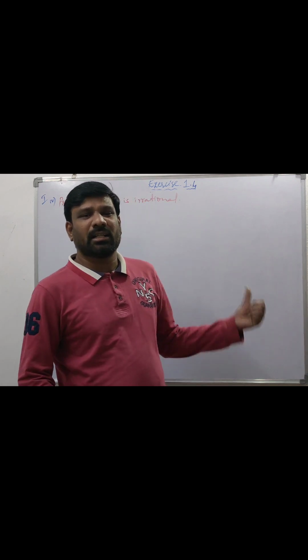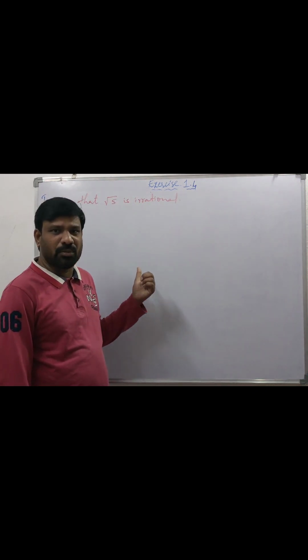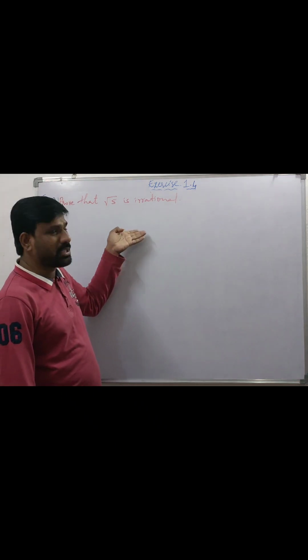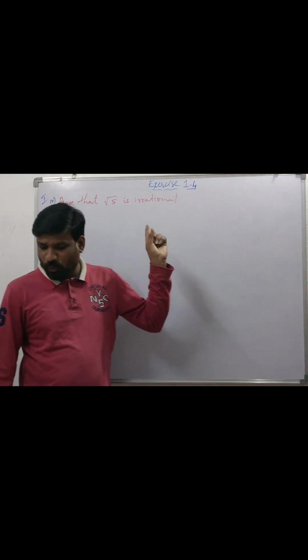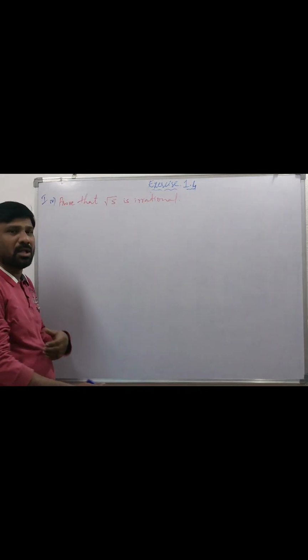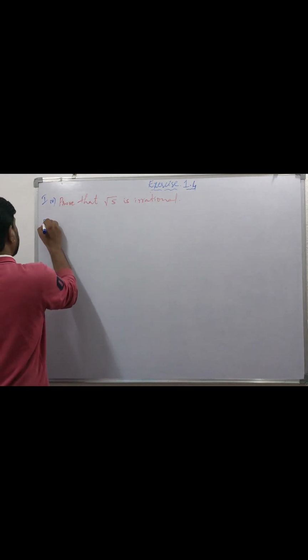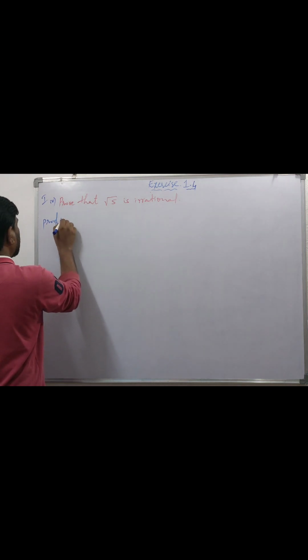So we were discussing real numbers in the last video. Today we will continue the same exercise. Fourth problem: root 5 is irrational. We need to prove that root 5 is irrational. How to prove it? Same as before, in the indirect method of proof we have to assume. First let us see the proof, how to write it.